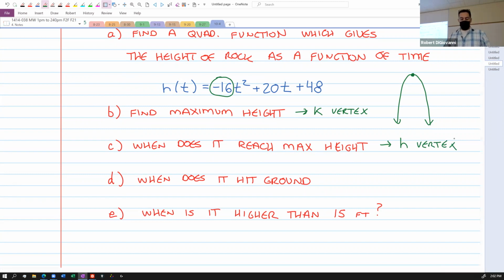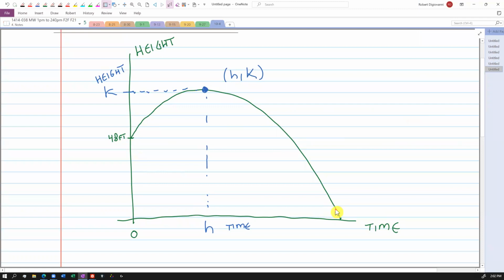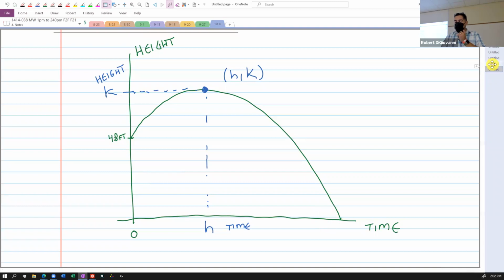Now, what about when it hits the ground? What is this asking us? When is the height 0? In other words, set the velocity equals 0. Right? Nope. Right. When is the... wait, say that again.